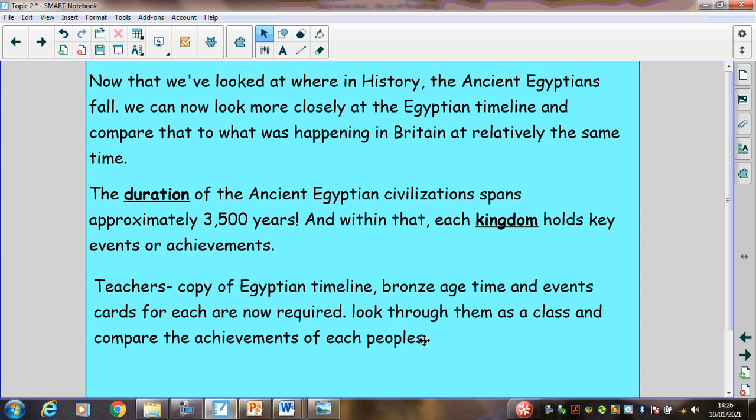So the duration, one of those key words, of the ancient Egyptian civilization spans approximately 3,500 years. So the ancient Egyptian civilization took up over 3,500 years of history. And within that, each kingdom, one of those key words again, holds key events or achievements. It's important to understand that the ancient Egyptians didn't just create the pyramids, the Sphinx, or these amazing cities in 100 years or so. It spans so much time.